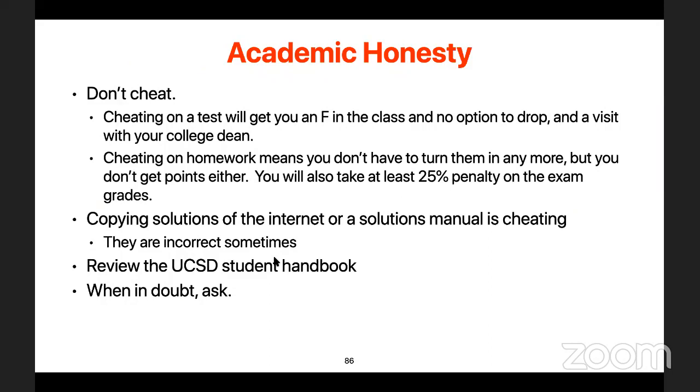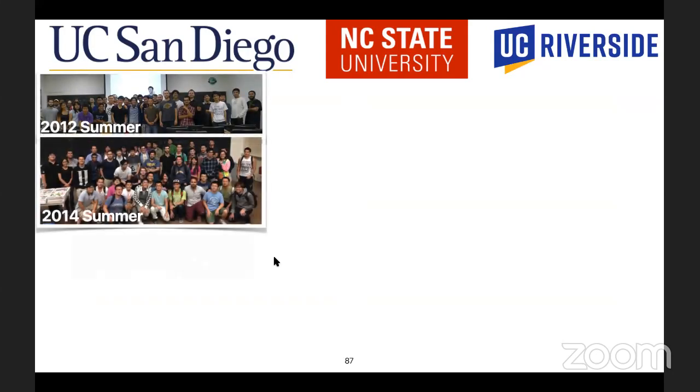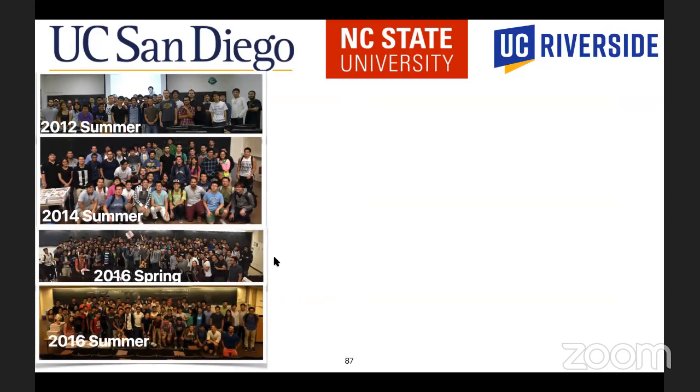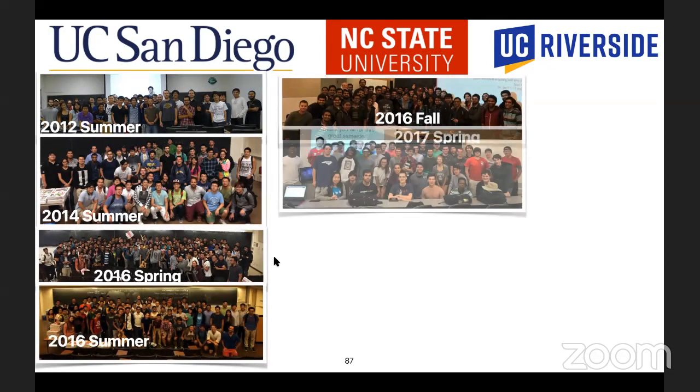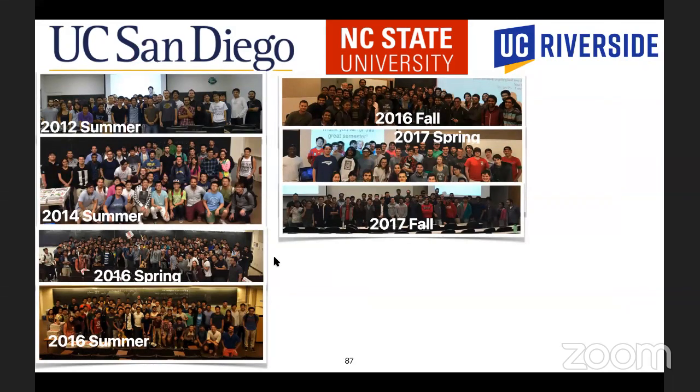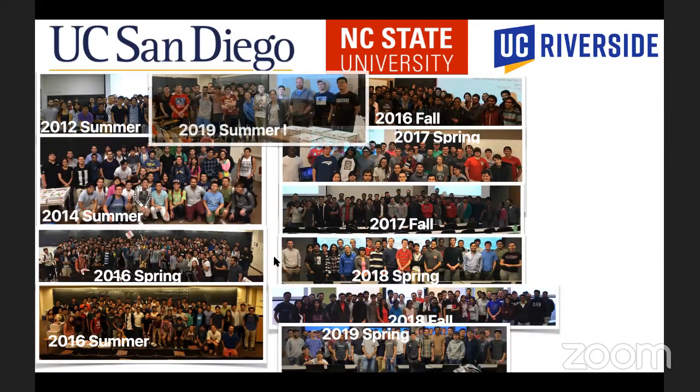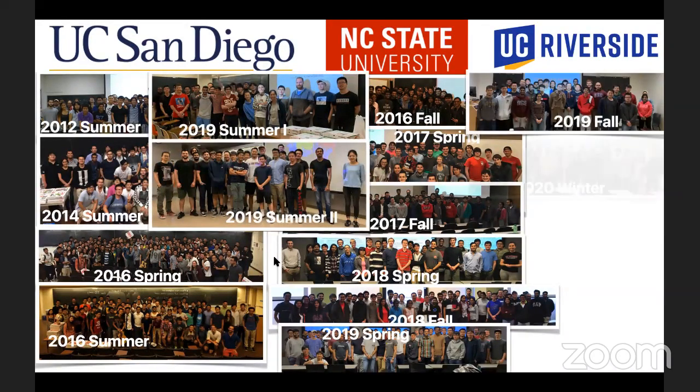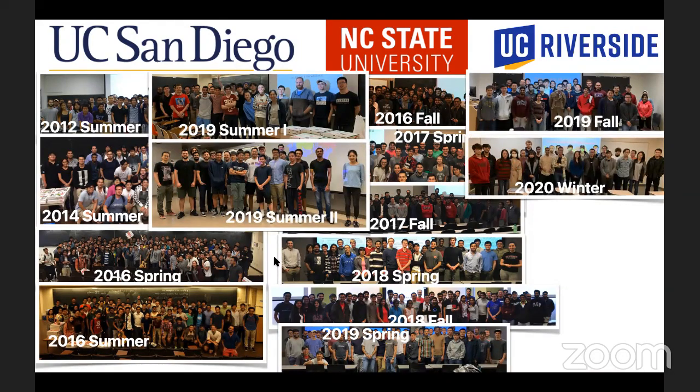So previously, before this class, because I was a part of UC San Diego, I have been teaching CSE 141 since 2012, and I have taught many, many classes. And then I moved to NC State University. That was actually my first formal appointment. However, later on, I still found that I love California. So in 2019, I showed up again at UC San Diego. I taught two summer session classes, and I have my formal appointment at UC Riverside.